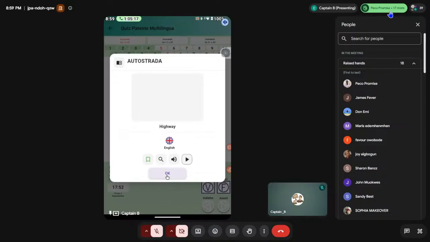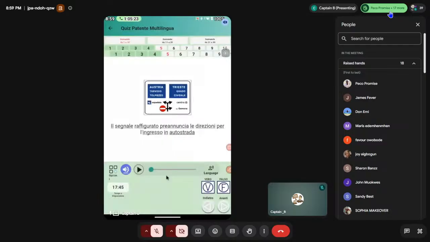What is the background color of an autostrada? Good evening, sir. The autostrada is green. No, this one is blue. This one is the central habitat. So it's autostrada, vero o falso? Falso.